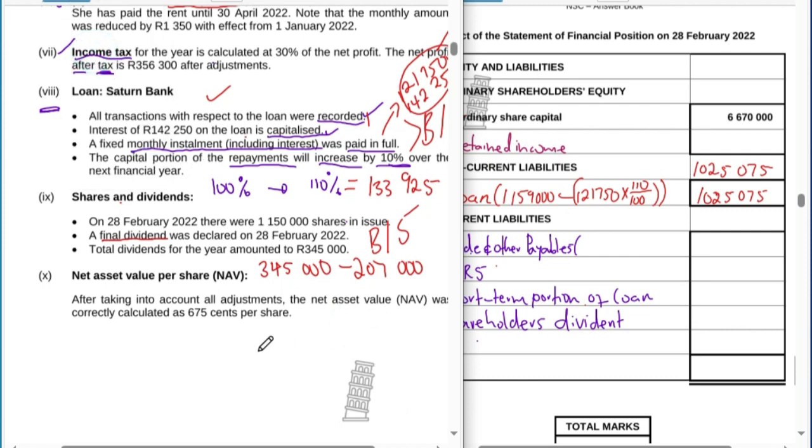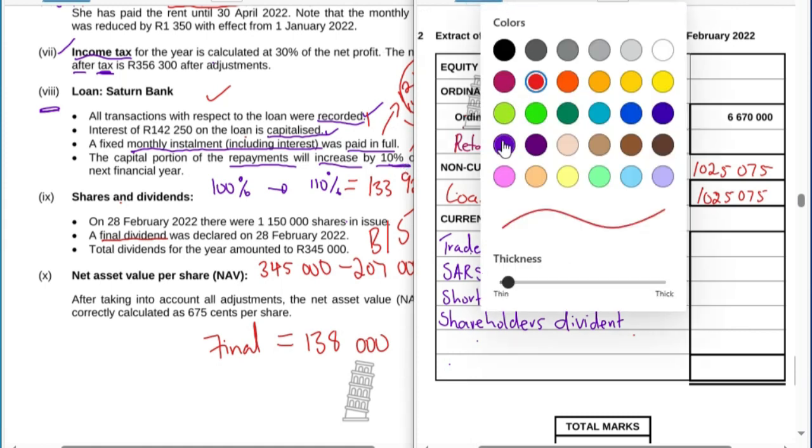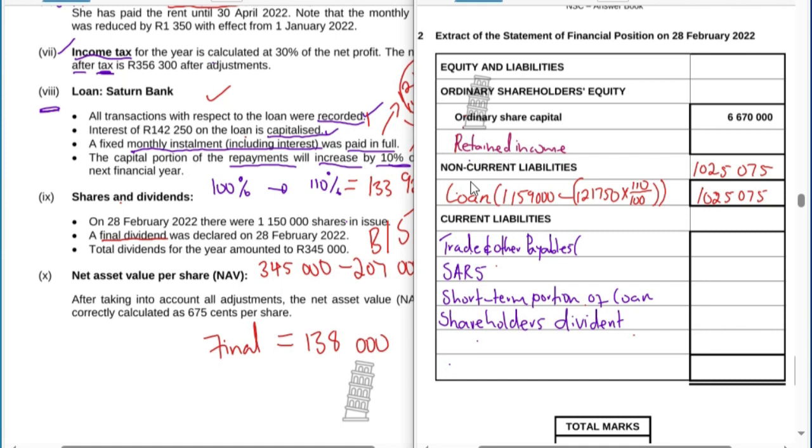Our final dividends are how much? We're going to say 345,000 subtract 207,000, and we find that our final dividends are 138,000. Then we go to our current liabilities. We have shareholders for dividends, and we need to pay how much? 138,000.